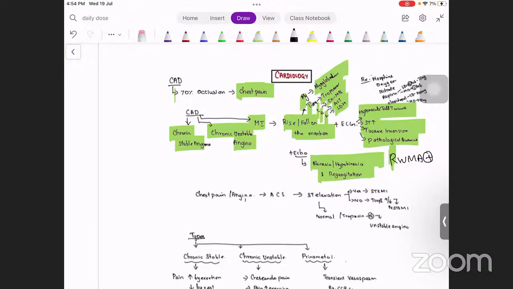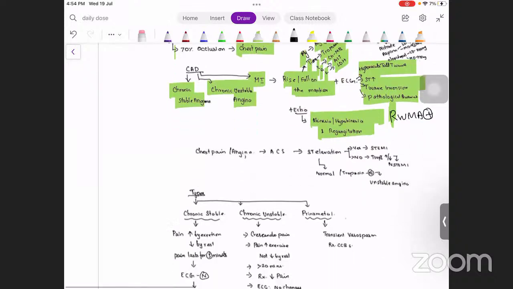So you initiate him on O2 supplement, nitrates, aspirin, clopidogrel, and morphine, and you also have to initiate painkillers. So anti-anginal, dual antiplatelets, along with O2 supplement, and you are giving him morphine or maybe a painkiller.